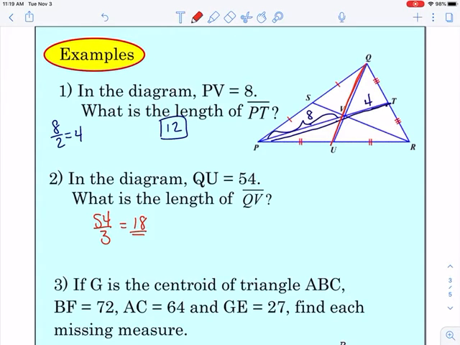Okay, which means again that this smaller part, VU, if that's the piece represented by one of those segments, that would be 18, and QV is going to be twice that. So twice that would be 2 times 18, which is going to be 36. So 36 is the length of QV.